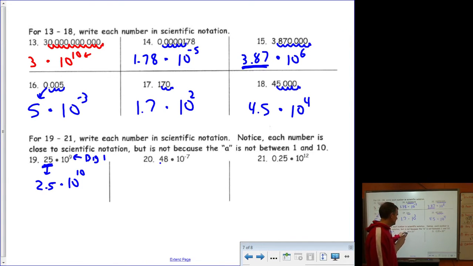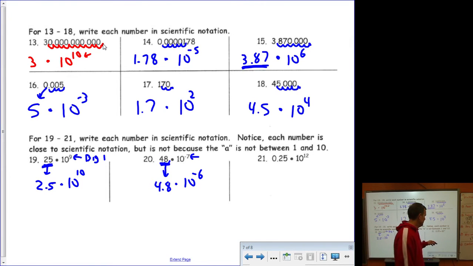Number 20, kind of the same thing as number 19. I need to make this number between 1 and 10. And to make it between 1 and 10, I would move the decimal 1 spot. And so the exponent, again, needs to get bigger by 1 spot, which would be -6, right? Be careful, not -8.